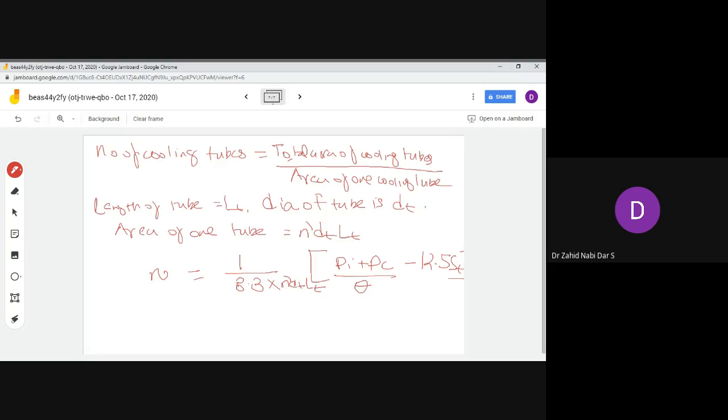Another way of doing this problem is that you first take the total heat dissipated in the tank. If they are giving the total heat dissipated in the tube, then you can do total dissipation in the tank, or total surface area of tank minus total surface area of this thing, divided by area for each tube. So there are various ways of doing this problem. Are you clear? Did you get my point?